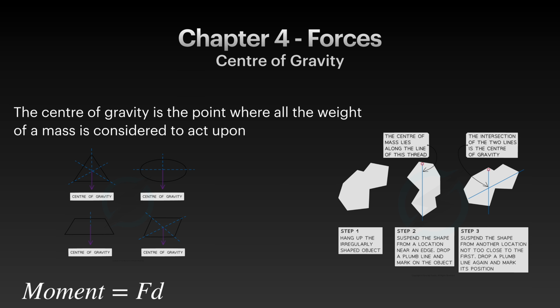Every object has a center of gravity, the point where its entire weight appears to act. For symmetrical objects, it's usually right at the center. This is what determines the stability of an object.